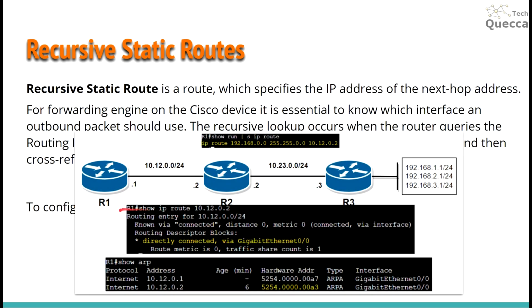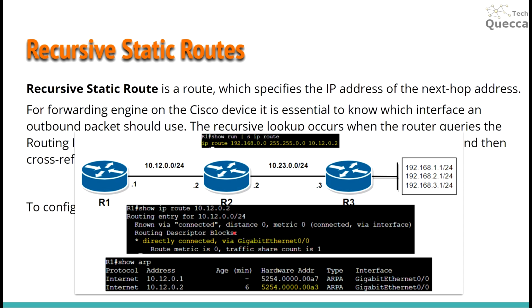Let's review this example. Router R1 wants to send a packet to a subnet on router R3, and we assume that it has a route to this network, 192.168.0.0, with next hop IP address 10.12.0.2, which is this interface of router R2. When a router needs to send a packet, it first needs to know which outbound interface to use. So it checks the route table, and it finds that this IP address is directly connected on interface G0/0.